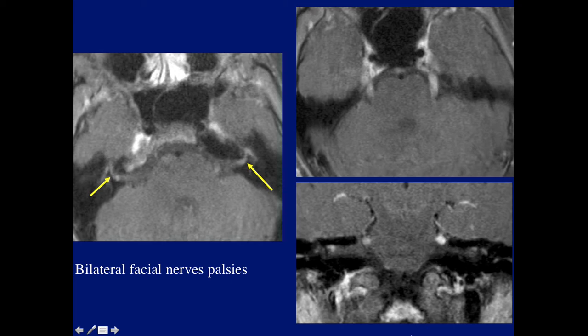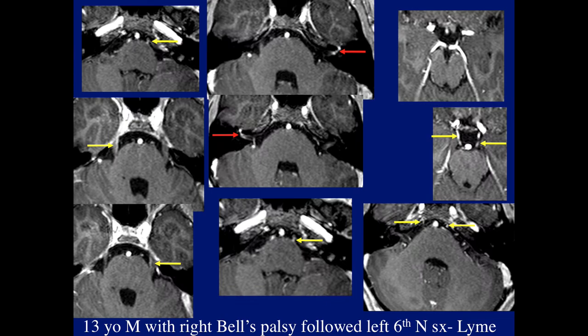And of course, I always show a case of that. That's Lyme, okay? Otherwise it's unusual to see both, unless it's lymphoma, some other metastatic disease. But this is Lyme involving several nerves, but both seventh, and that's why he had the bilateral palsy.